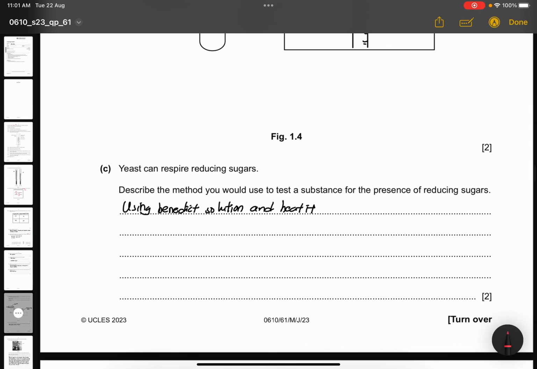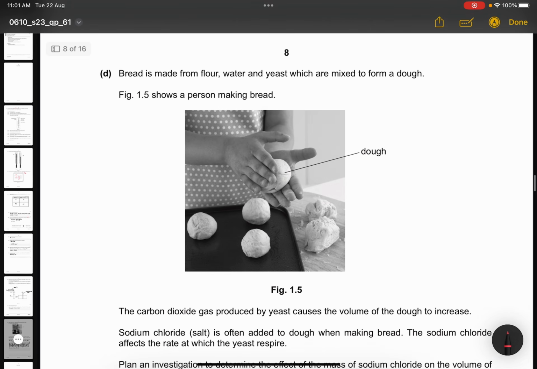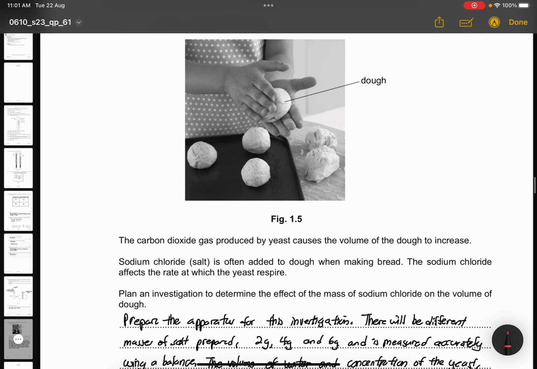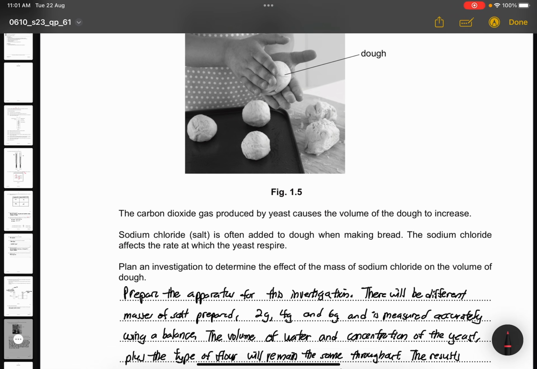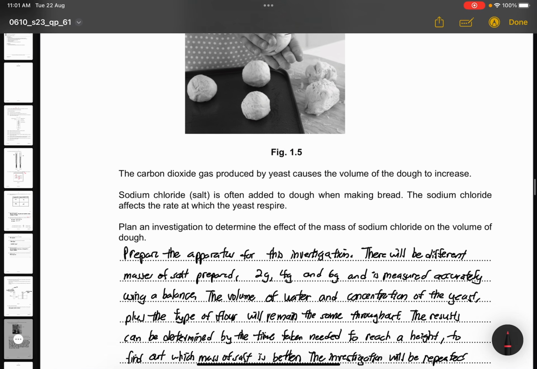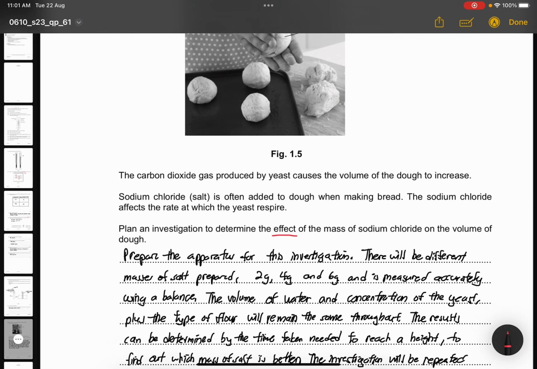Okay, part C, yeast can respire reducing sugars. Describe the method you would use to test a substance for the presence of reducing sugar. So using Benedict's solution and heat it up. Okay. Part D, bread is made of flour, water and yeast, which are mixed to form a dough. Figure 1.5 shows a person making bread. The carbon dioxide gas produced by yeast causes the volume of dough to increase. Sodium chloride salt is often added to dough when making bread. The sodium chloride affects the rate at which the yeast respire. Plan an investigation to determine the effect of the mass of sodium chloride on the volume of dough. Okay.